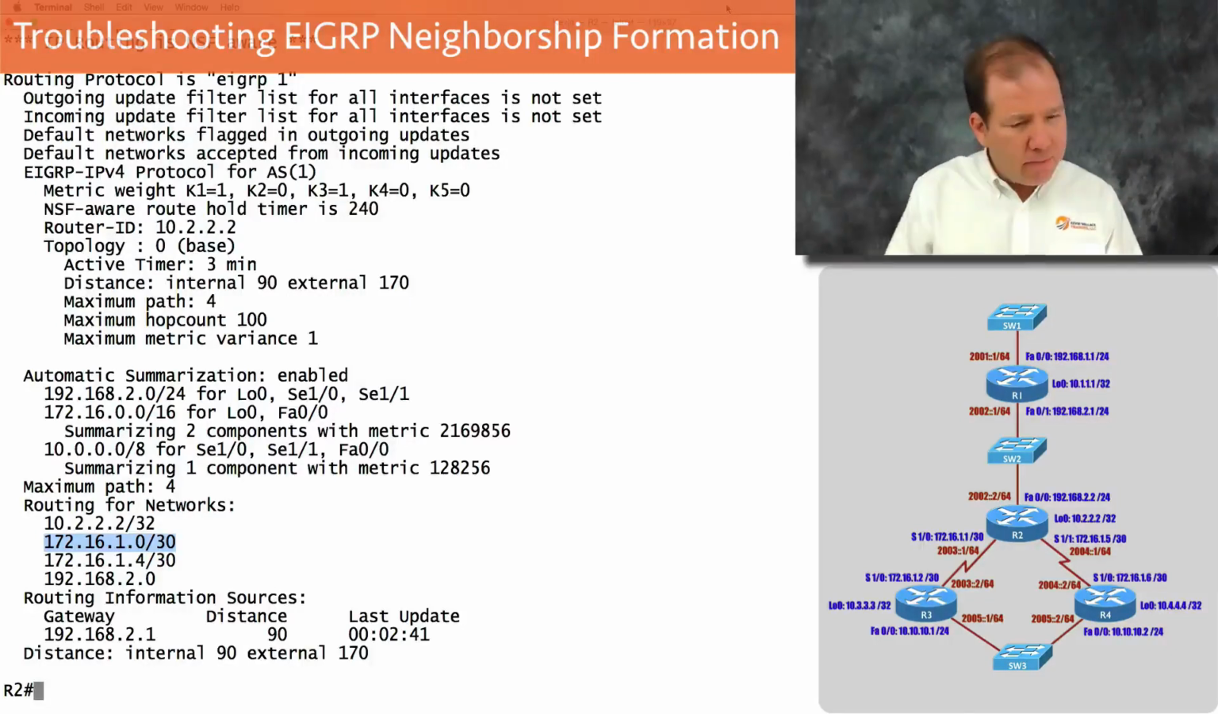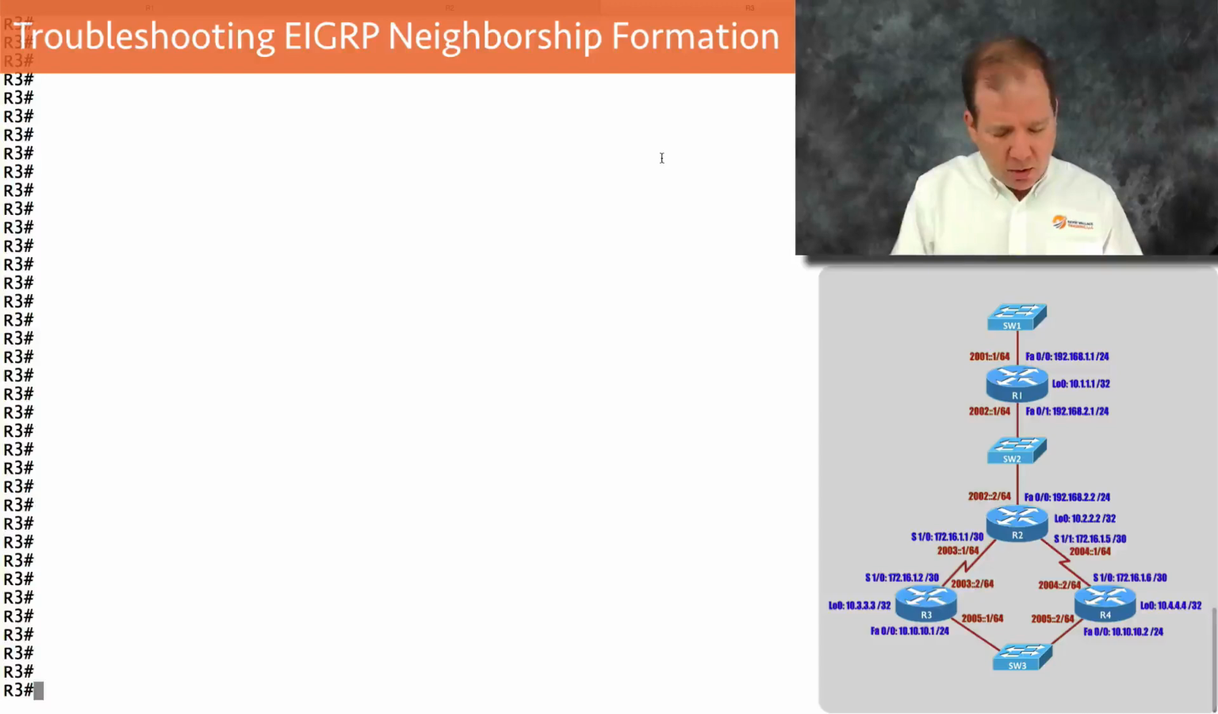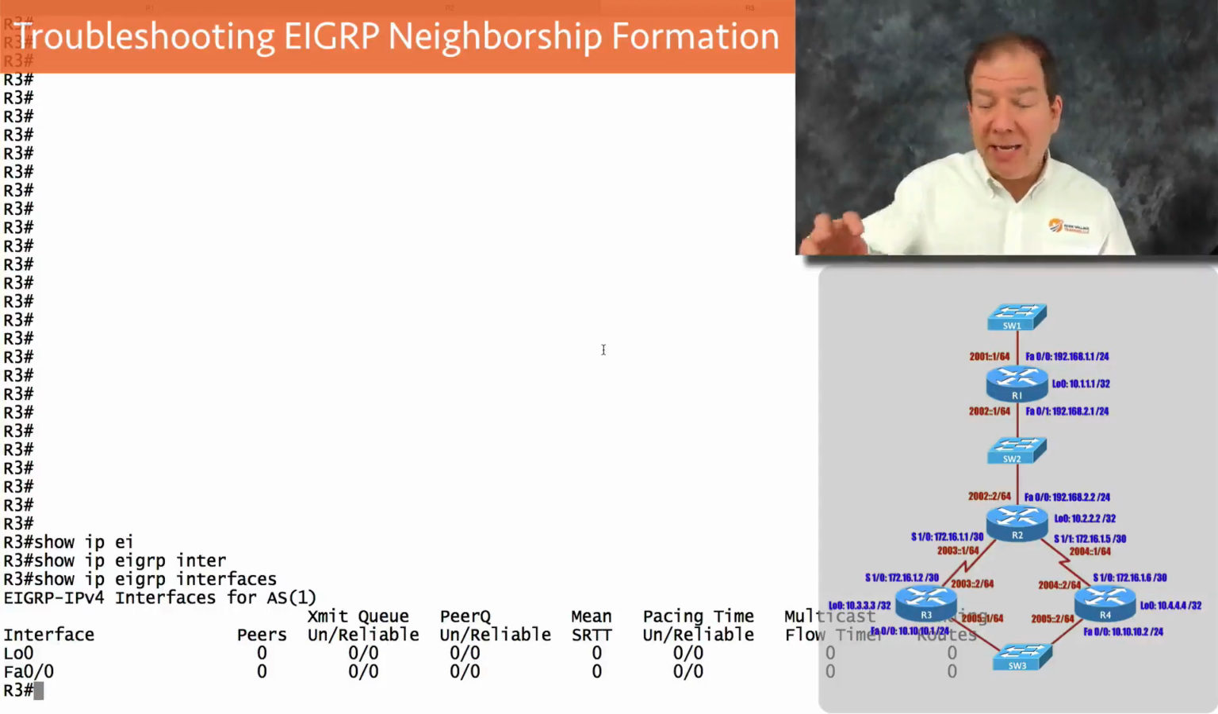On R3, let's do a show IP EIGRP interfaces. That's a challenge. Look at that. Interface serial 1/0, which gets us up to R2, we're told that it's not participating. It's not participating in EIGRP. Well, could it be passive?